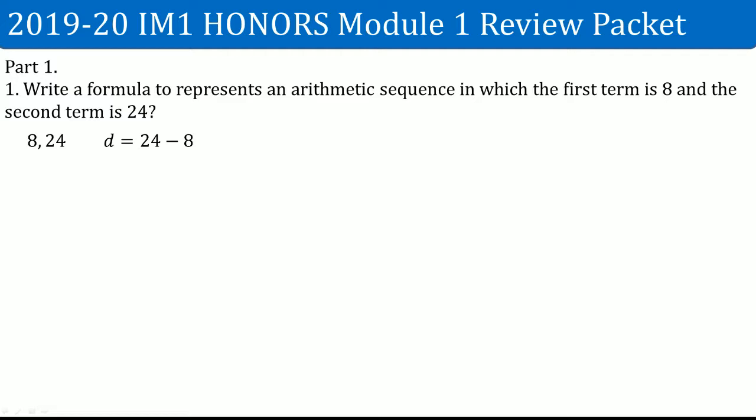Next, we compute the common difference. The common difference is going to be the second term minus the first term, so it's 24 minus 8. So you would say that the common difference here is 16. We use the letter D for the common difference.